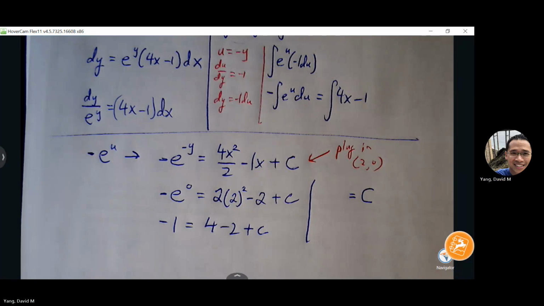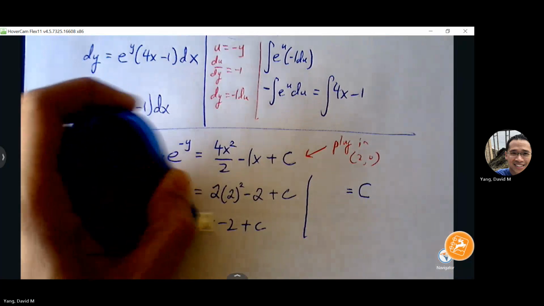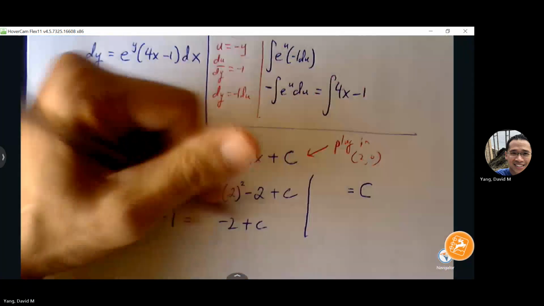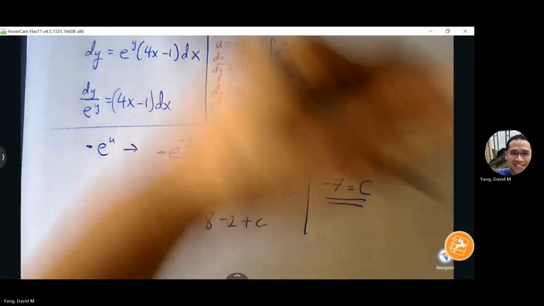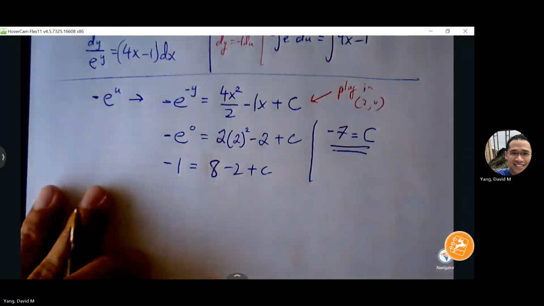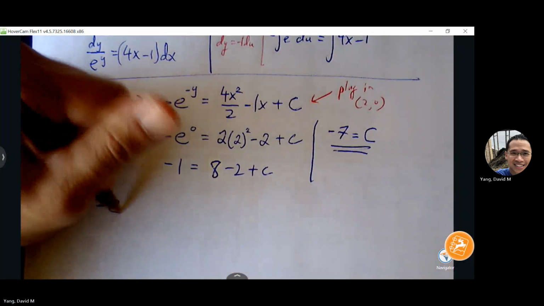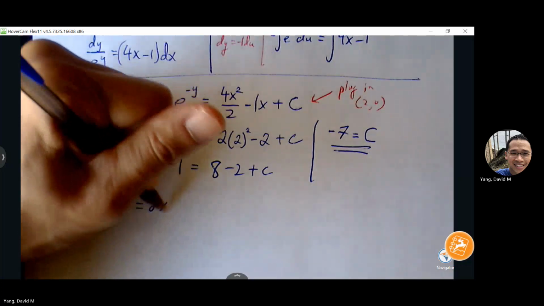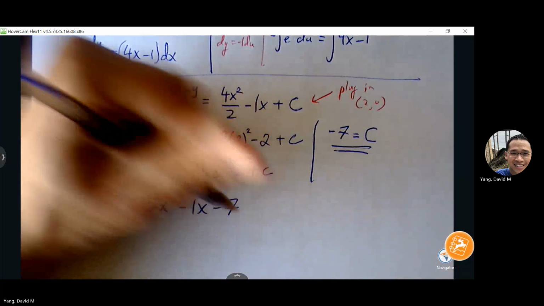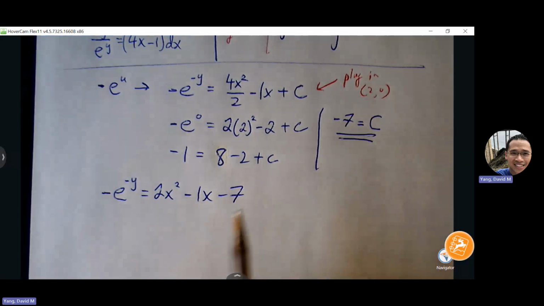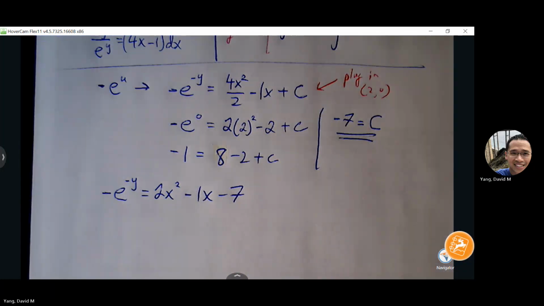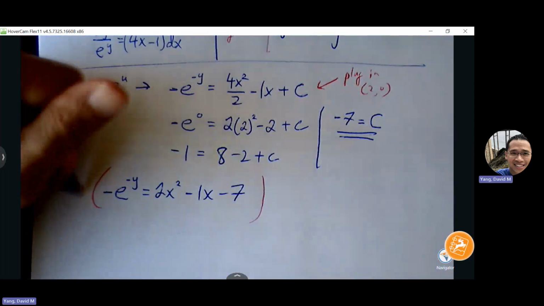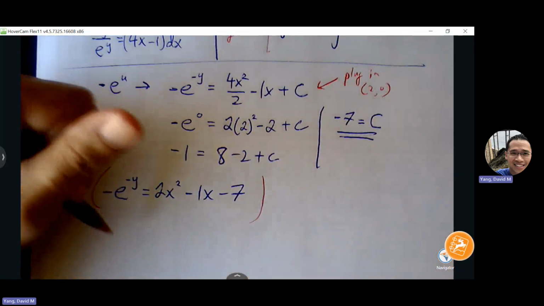Wait, my bad. Okay, so I solved for C first. Now I'm just trying to figure out how I can get y by itself. Let me multiply everything through by negative 1. Then I can involve natural log on both sides.